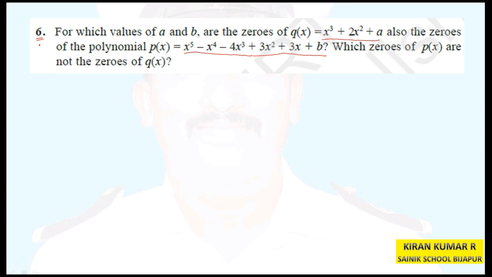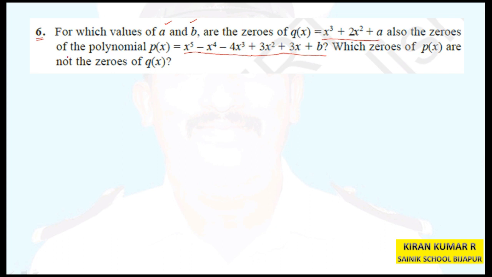Slightly tricky question. Here we need to find the values of a and b. The zeros of q of x are also the zeros of the polynomial p of x. So it means that this p of x is completely divisible by q of x. So that gives a hint to go for long division.